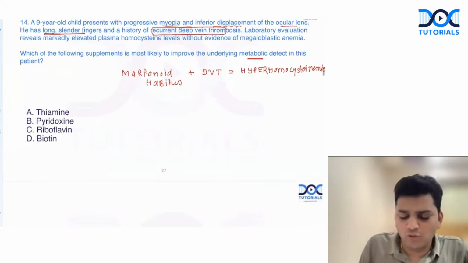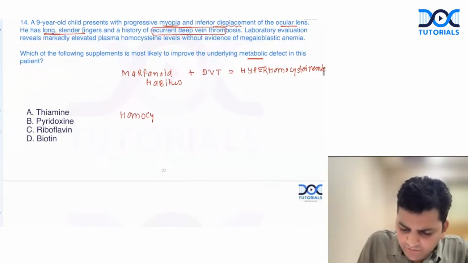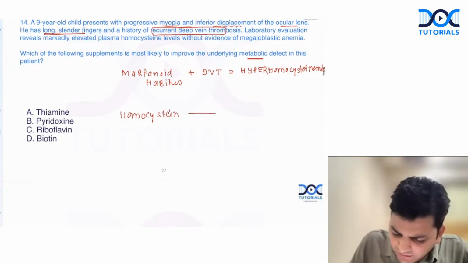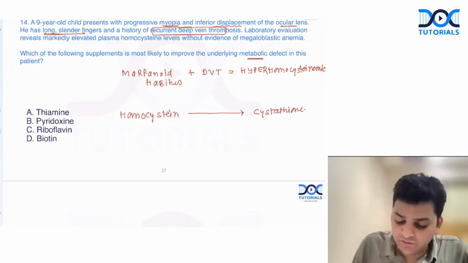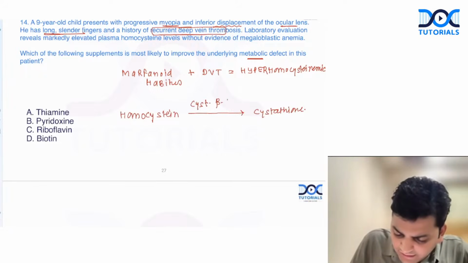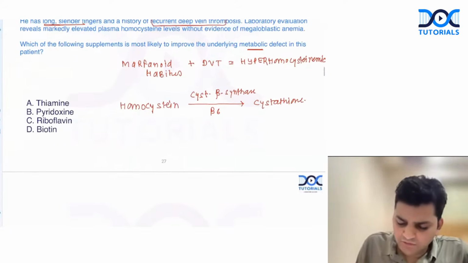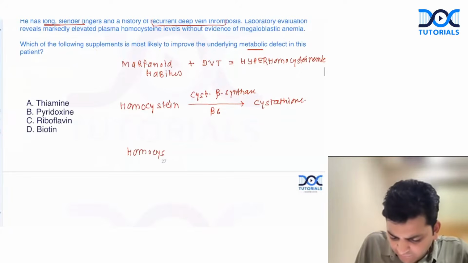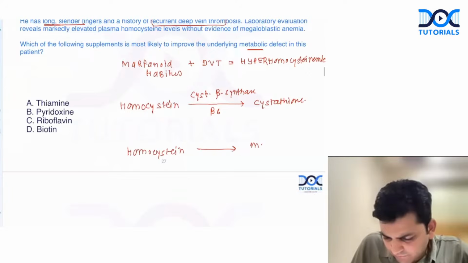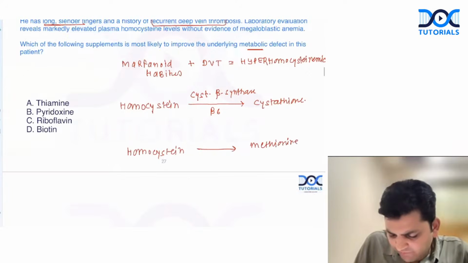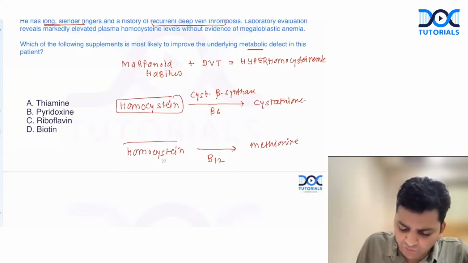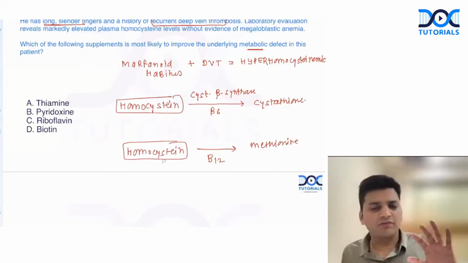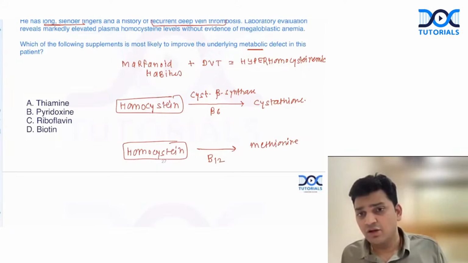Hyperhomocystinemia. This patient is having more homocysteine. Actually, what happens is the homocysteine can convert into cystathionine. To convert into cystathionine, we require the cystathionine beta synthase enzyme, and that requires vitamin B6. There is one more option: the homocysteine can convert into methionine. For that, we require vitamin B12 and B9. So these are the two ways by which you eliminate the homocysteine from your body. We convert it into cystathionine or methionine.